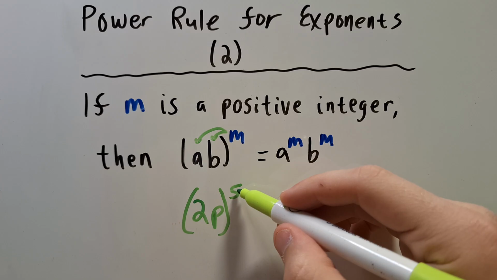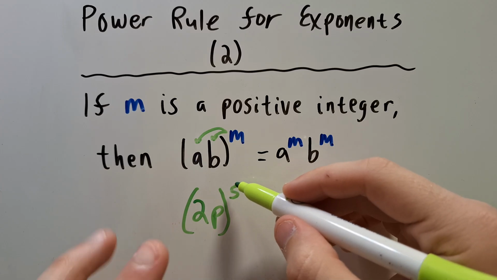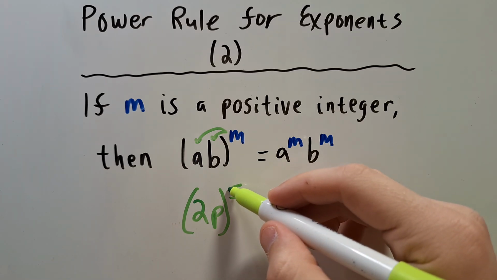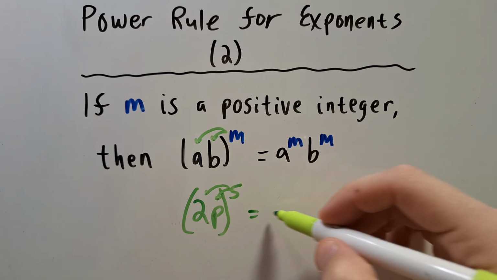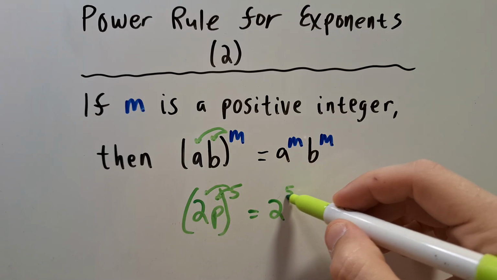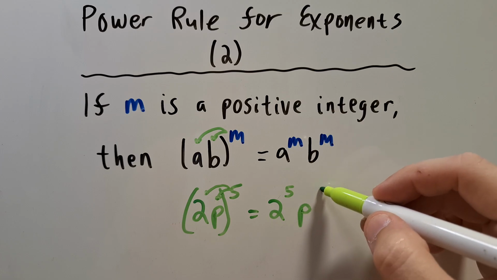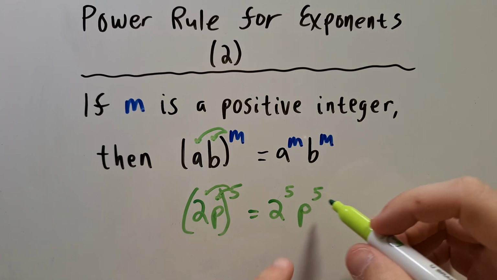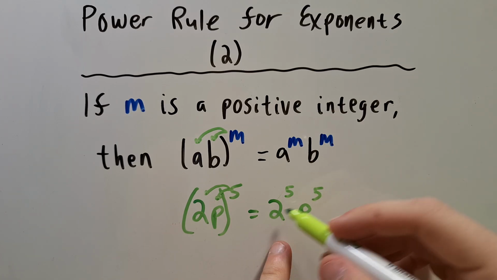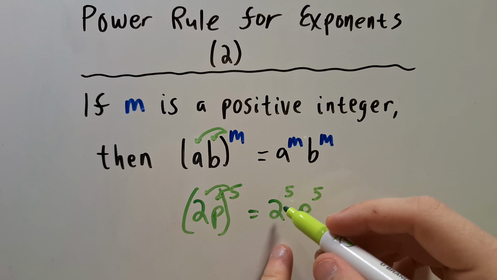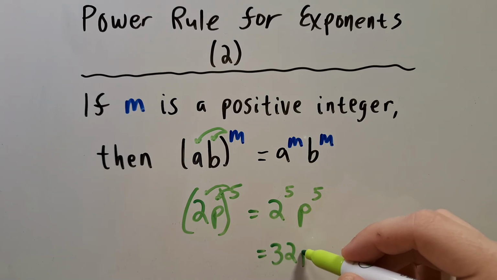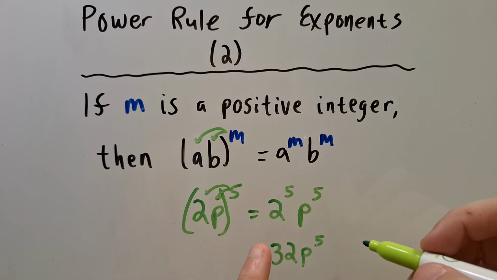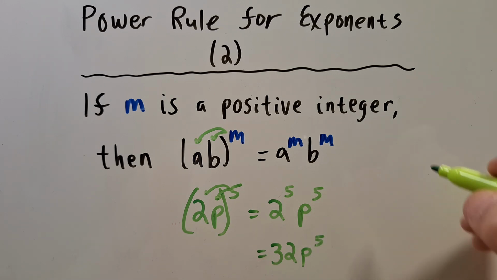(2p) to the power of 5, quote unquote distributing that exponent to each part in these parentheses here. This gives us 2 to the power of 5 times p to the power of 5. In this case, I'll actually multiply this out, 2 to the power of 5, that's 32. That takes care of this one. Let's look at one more for this video.